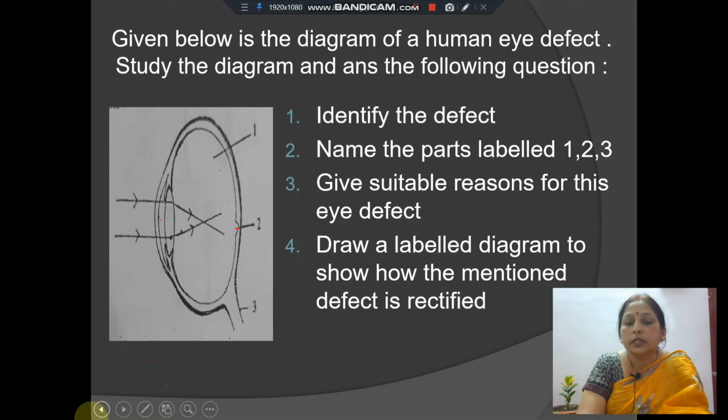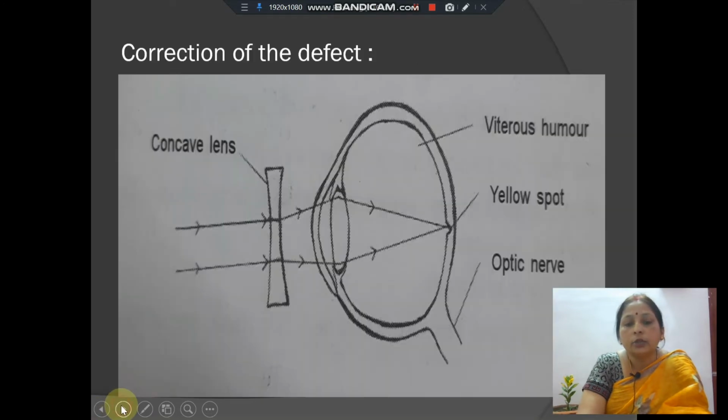Then the next question is draw a labeled diagram. When you draw this diagram, you have to keep a concave lens in front of the eyeball, and then you can see the ray diagram, which shows the rays reaching up to the retina. So this diagram is the correction of the defect, where by using the concave lens this defect can be corrected. And labelings are also given: vitreous humor, yellow spot and optic nerve. Now next, these are the few diagram based questions.